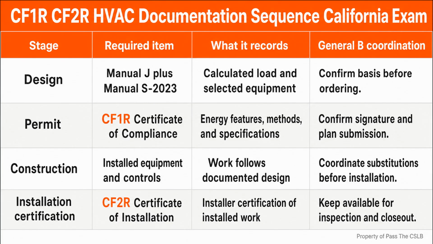I want to tie the pieces together with 3 hypothetical field decisions. First, suppose a General B is building an addition involving foundation, framing, electrical, plumbing, and heating and cooling work. The mechanical contractor proposes a block load calculation for the added space. The source material allows block loads for additions. The General B can coordinate that approach, confirm that it appears in the compliance documentation, and make sure the equipment selection follows it.